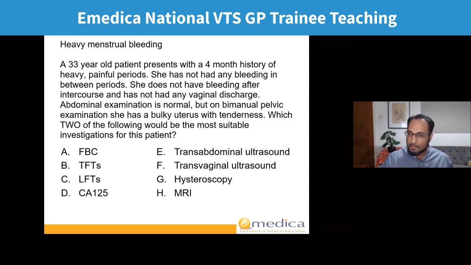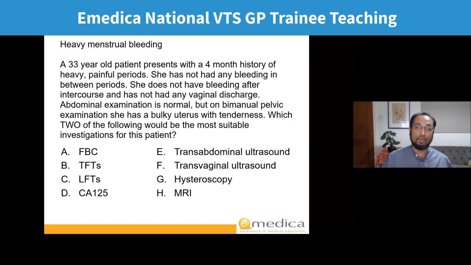I'll stop it there. So I can see that the two most popular answers are A and F, so FBC and transvaginal ultrasound. After that, lots of people also picked transabdominal ultrasound. And then we had a few people picking things like hysteroscopy, CA125. Nobody picked LFTs, just a few people picked TFTs.